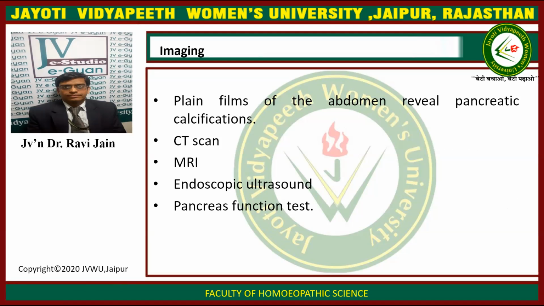Now, there are various imaging techniques needed for the diagnosis of chronic pancreatitis. A plain film of the abdomen reveals pancreatic calcification. CT scan can be done, there can be MRI, endoscopic ultrasound can be performed, and pancreatic function test can be done. So I will repeat the investigations: abdominal CT scan, MRI scan, endoscopic ultrasonography, and pancreatic function test.